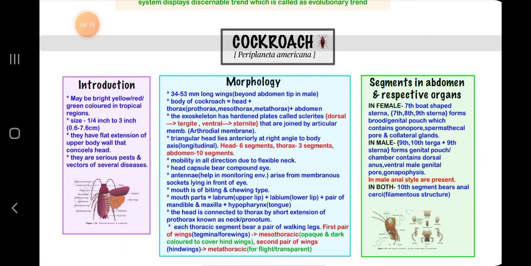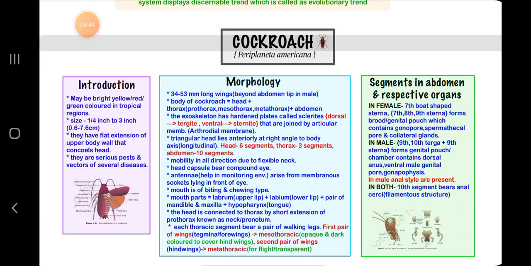Then we will learn the anatomy of cockroach. Its scientific name is Periplaneta americana. Introduction: it may be bright yellow, red or green in color in tropical regions. Its size is 1 1/4 inch to 3 inch. They have flat extensions of the upper body wall that conceal the head, and they are serious pests and vectors of several diseases.